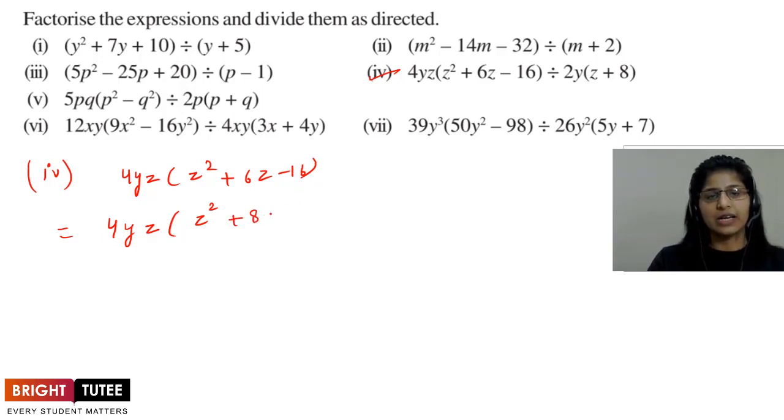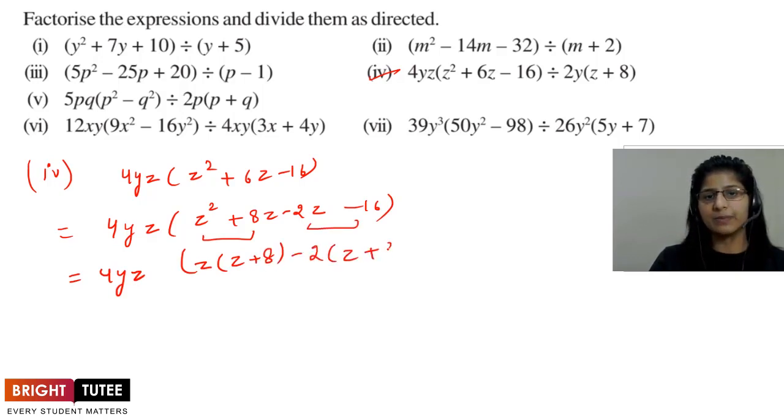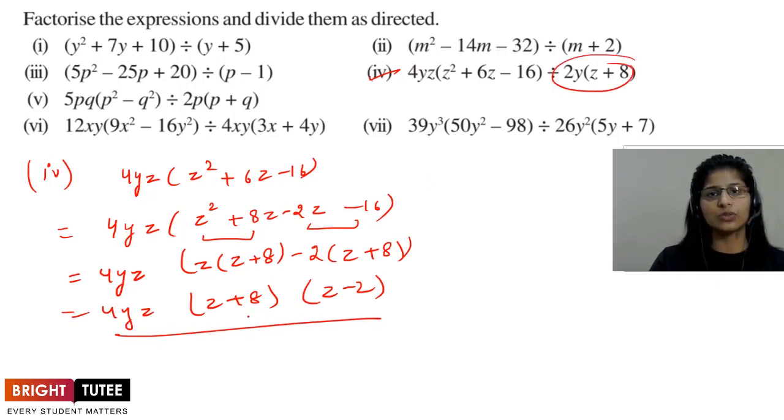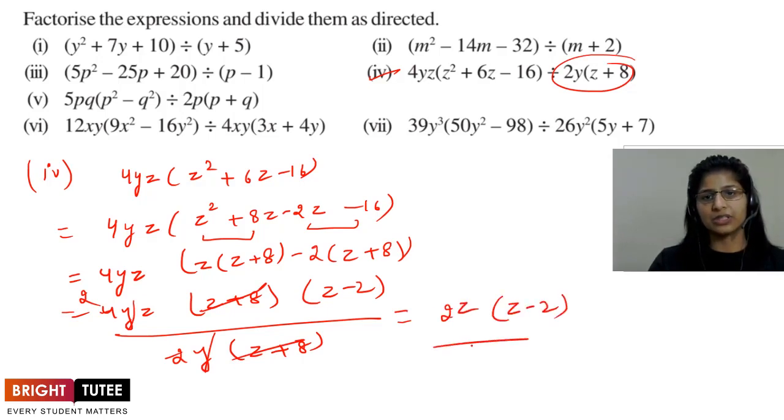So we'll write 8z minus 2z, and 8 and minus 2 will form minus 16. Okay. So 4yz, and out of these two terms we see z is common, so z plus 8, then minus 2 is common out of these two and we get z plus 8. So 4yz, and the factors are z plus 8 and z minus 2. It is whole going to be divided with 2y into z plus 8. So z plus 8, z plus 8 cancel, y and 2 ones are 2, 2 2s are 4. So left with 2z into z minus 2. So this is the answer, right? So this is how we will solve the fourth part of it.